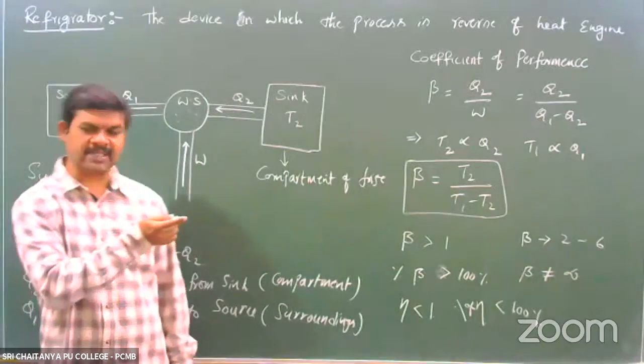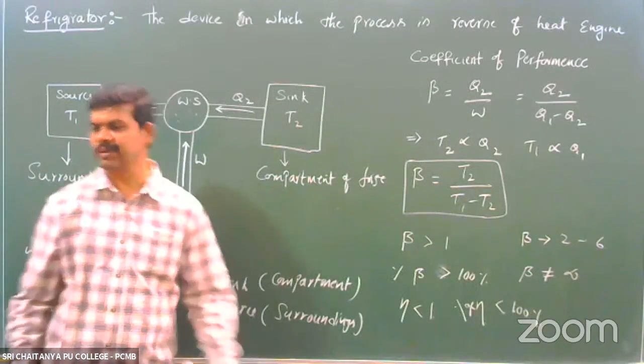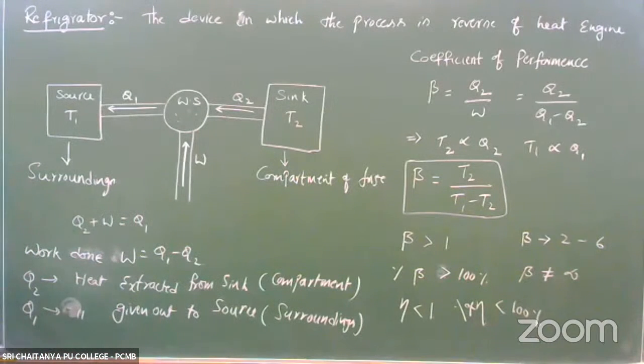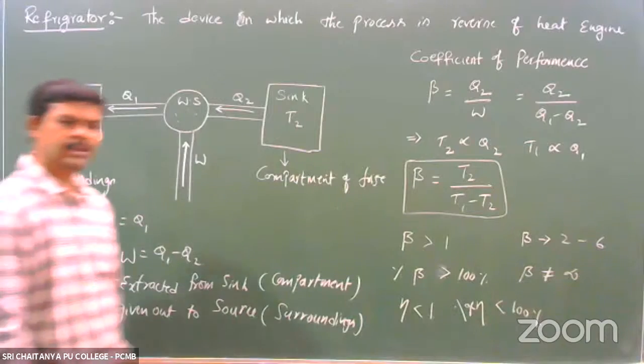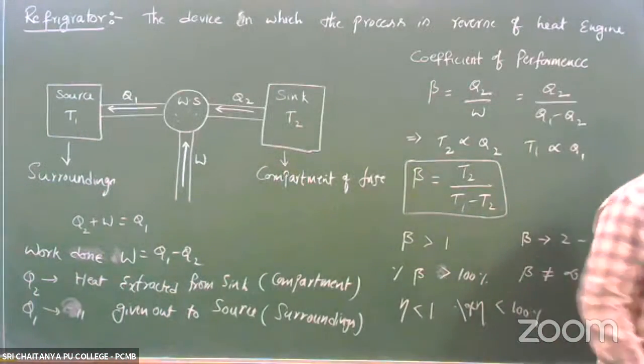Coefficient of performance is greater than 1. Efficiency is always less than 1. Okay. What is the relation between eta and beta? Relation between eta and beta. Eta is efficiency. Beta is coefficient of performance.